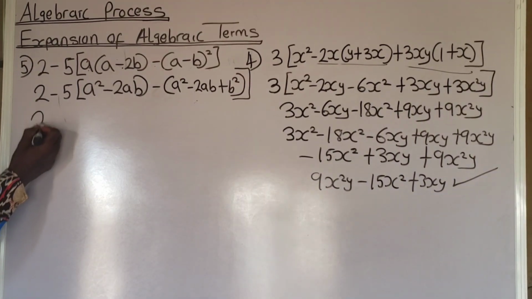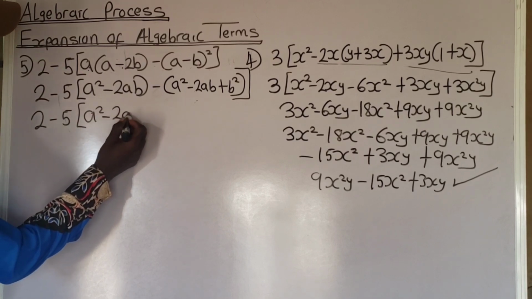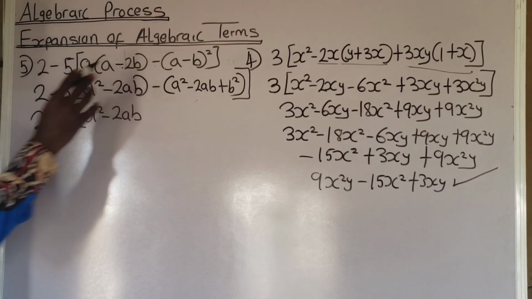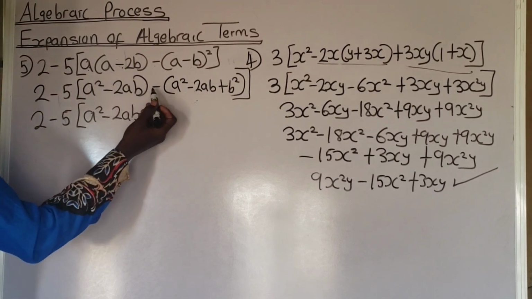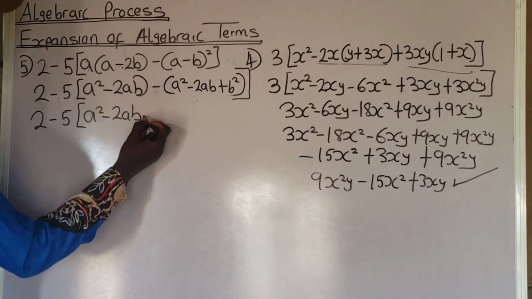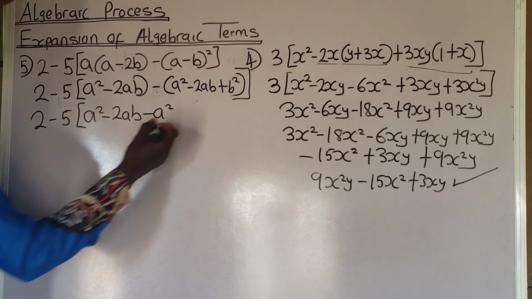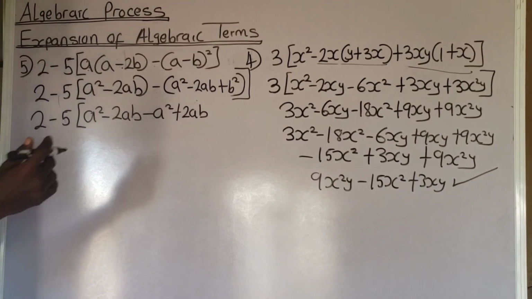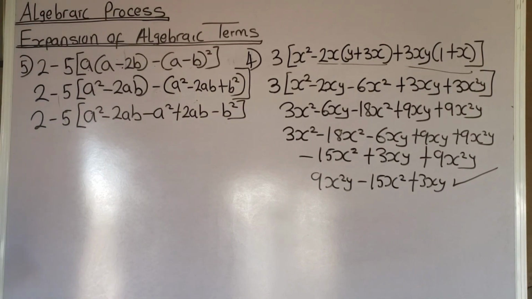For this, I'm going to have 2 minus 5 all into bracket A squared minus 2AB. Now, I'm going to open this bracket using this negative. This is negative 1, though the 1 is invisible, you understand? So I'm going to have negative 1 multiplied by A squared, that's what? Negative A squared. Negative 1 multiplied by negative 2AB, that will be what? Positive 2AB. And then negative 1 multiplied by positive B squared, that will be what? Negative B squared. Do you understand? Now, let us proceed.